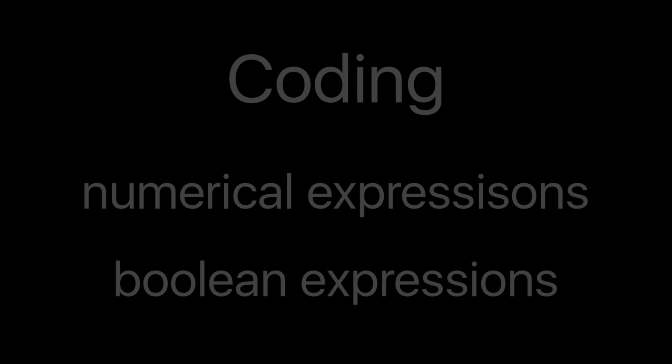You already know about another type of expression, numerical expressions. 1 plus 1 is an example of a numerical expression, and it evaluates to 2. Both numerical expressions and Boolean expressions are used in coding. But you don't have to take my word for it. Let's try it out in our code.